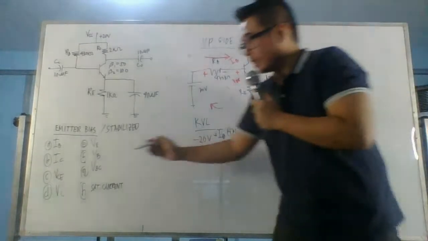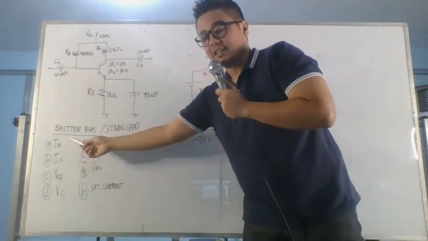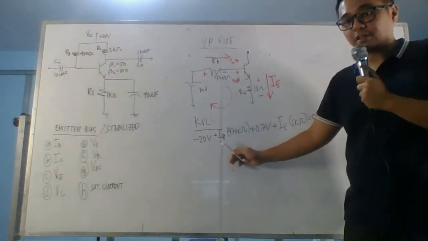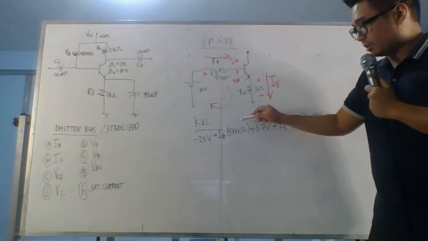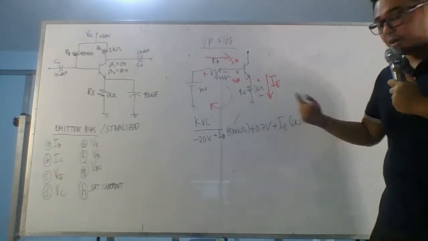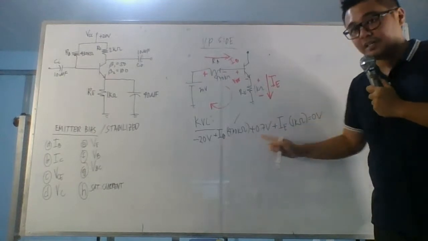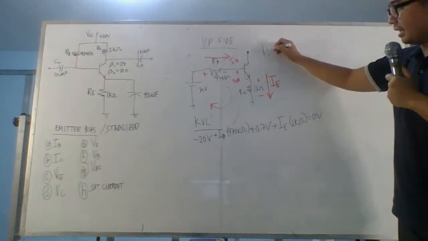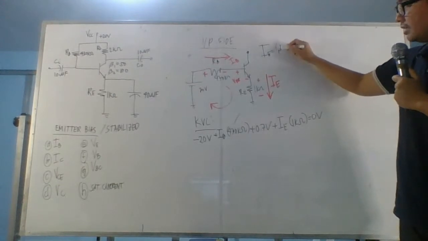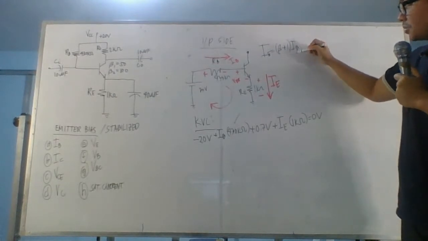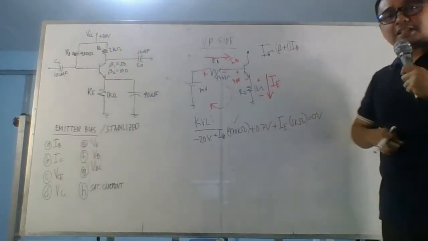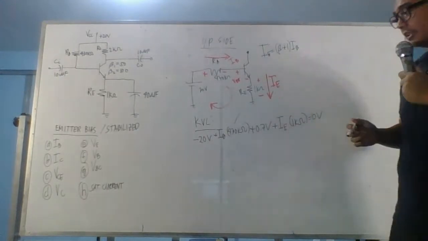Ang pinapahanap sa atin dito is IB. So kinakailangan lahat ng variables natin dito are in terms of IB. So ito, in terms of IB yan. Pero ito hindi. Diba we have a relationship between IB and IE? So recap lang natin. No? IE is equal to beta plus 1 times IB. So isapuso nyo to, no? Kailangan sa ulo nyo yung equation. Anyway, napakaunti lang naman ng terms dun sa ating equation.